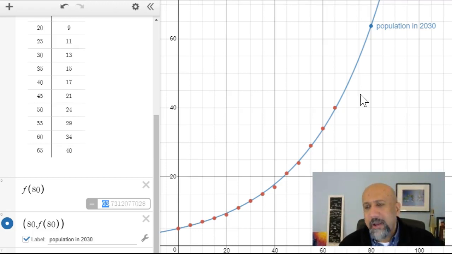Notice I'm not going to try to figure out what the population is in 2100, right, in 90 years or 80 years. I'm only keeping it to something relatively close because things could change. This model is really good, I think, now, and will probably continue to be good for a while, but it probably won't be perfect beyond several years from now.